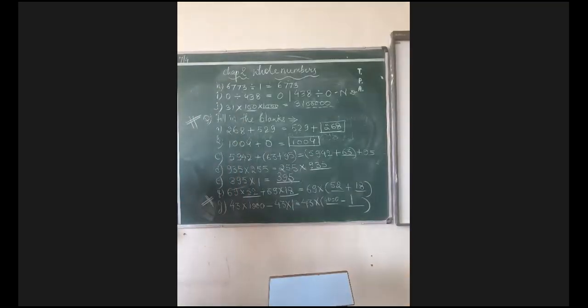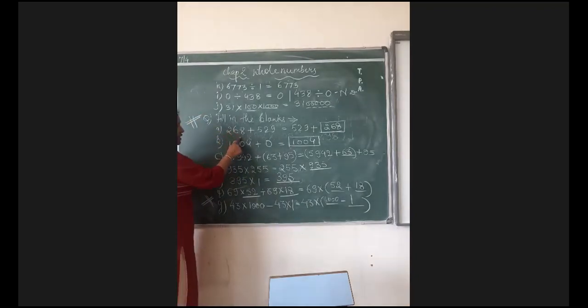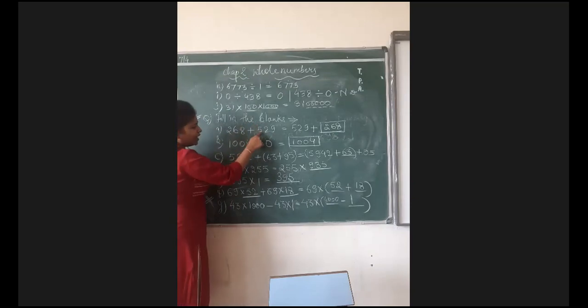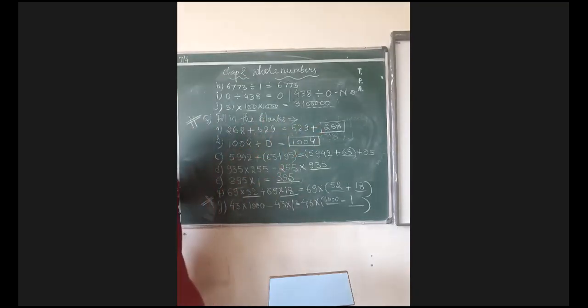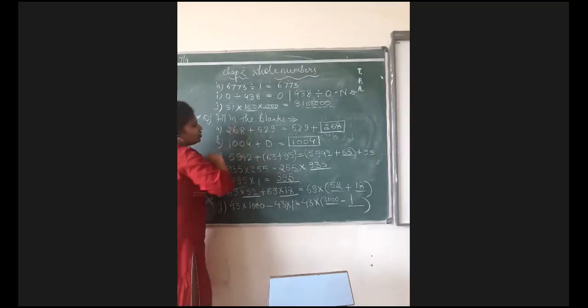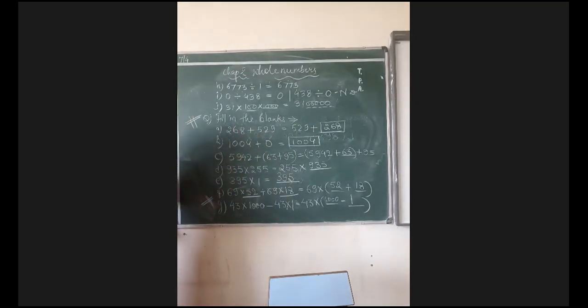Okay, so we were discussing these questions. First of all, let us discuss question number 1. As you all can see, 268 plus 529 is equal to 529 plus a blank. In the blank it will come 268. Why, beta? Because in addition you can change the order, but the answer will remain unchanged, because addition follows the commutative property. So addition is always commutative. That is why you can change the order in addition. So the first one will be 268.